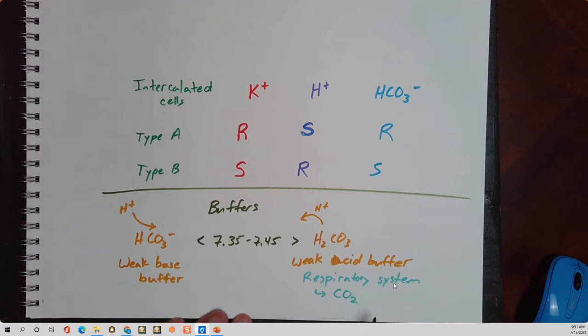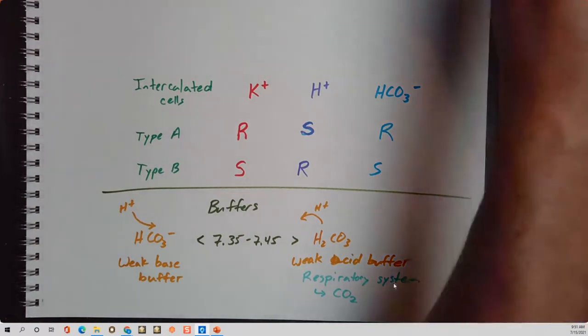And that's why the respiratory system controls 70% of all of your pH levels. Yes, Tariq. Does that make sense to everybody? Because we can get rid of CO2, we can retain CO2, so forth, so on. Cool. 30% is controlled by the kidneys.